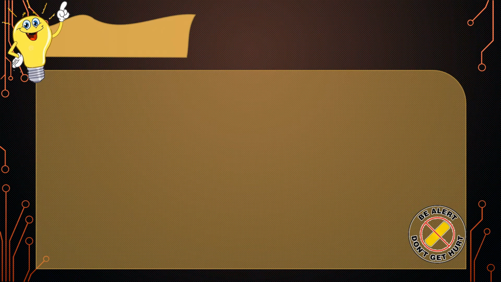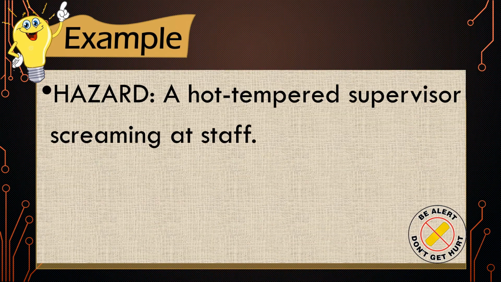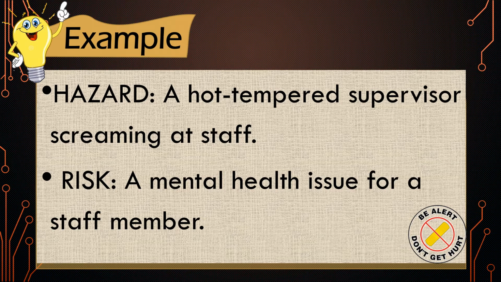Now let's put it into a situation. Hazard: a hot-tempered supervisor screaming at staff. The possible risk: a mental health issue for a staff member.